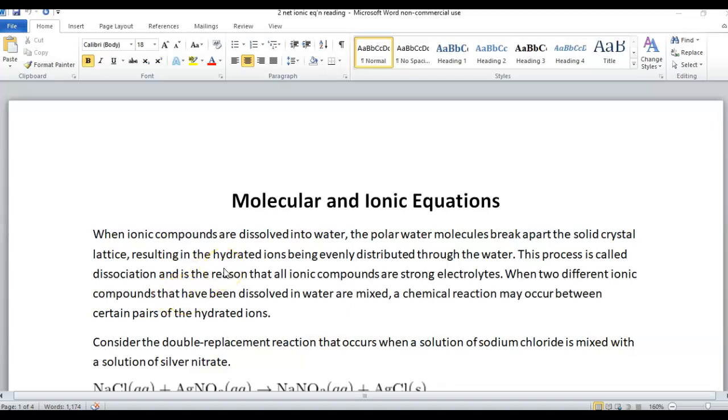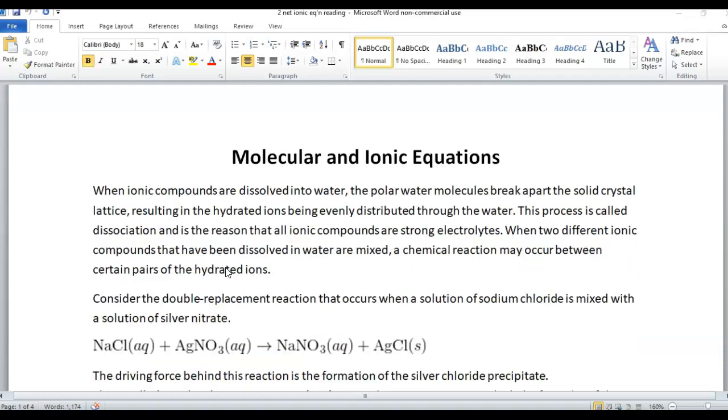This is the reading for the net ionic equation section of the solutions unit. It's not very long. It does look like it's 4 pages, but lots of it is equations and work. So don't worry about it.